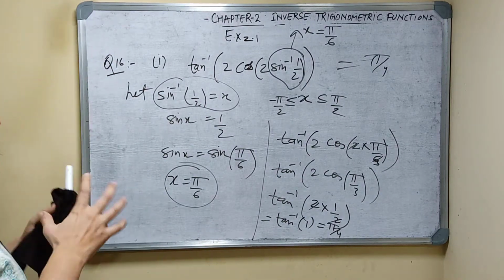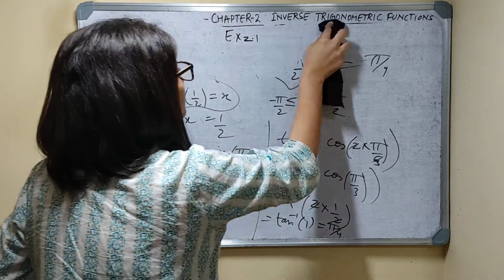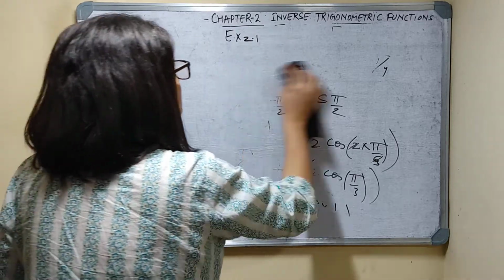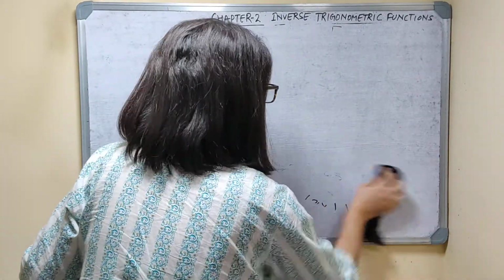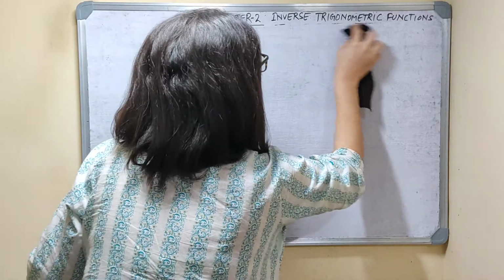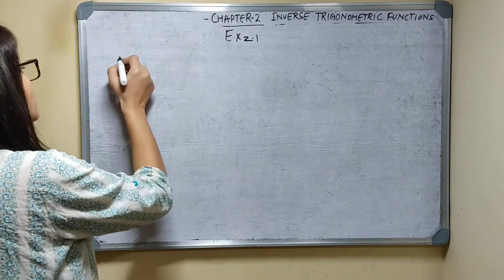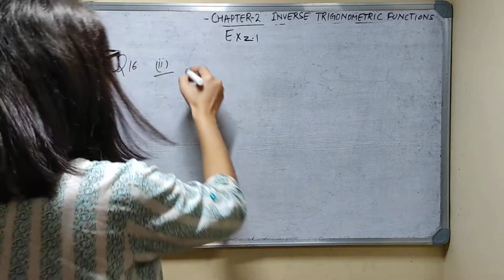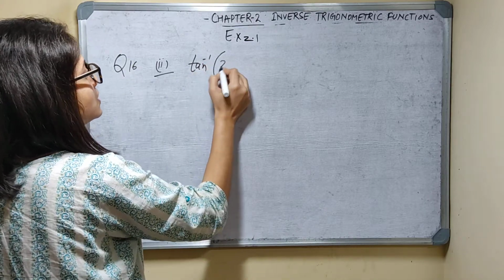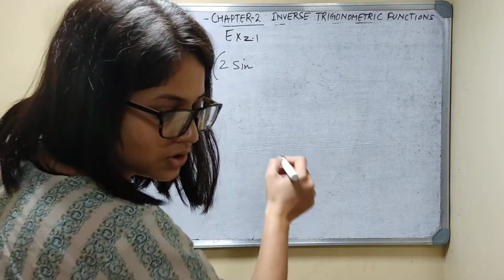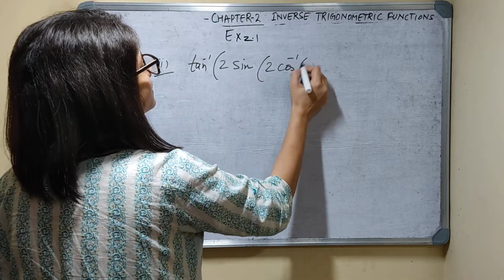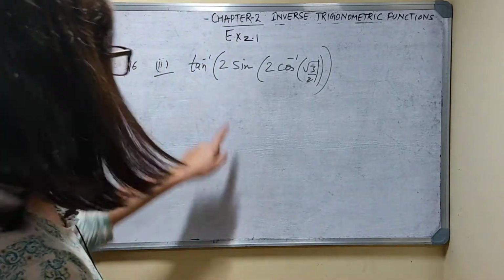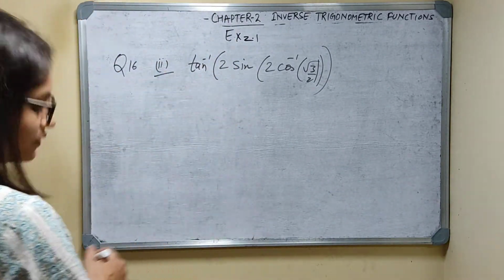Now you can see the second part. Question number 16, second part. Tan inverse of 2 sin of 2 cos inverse root 3 by 2.